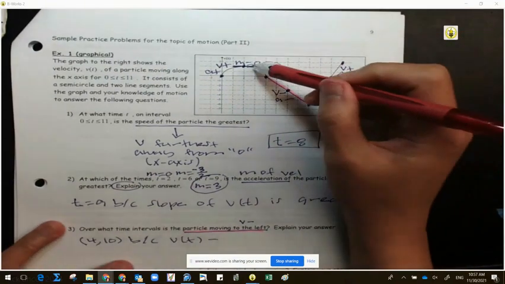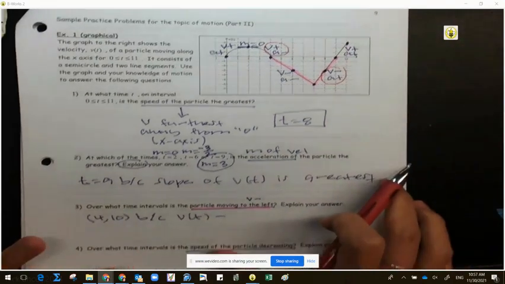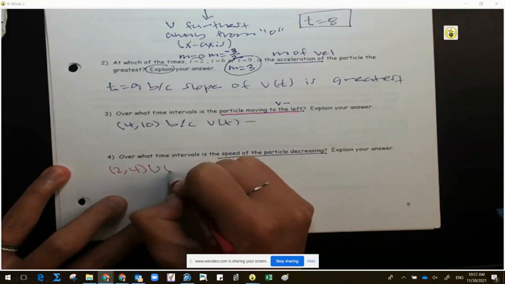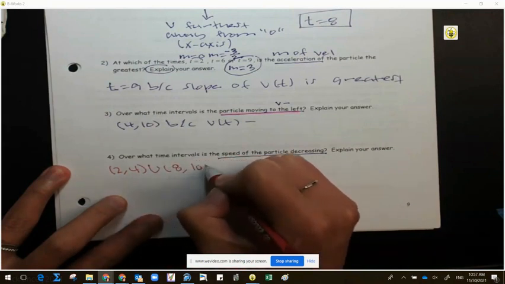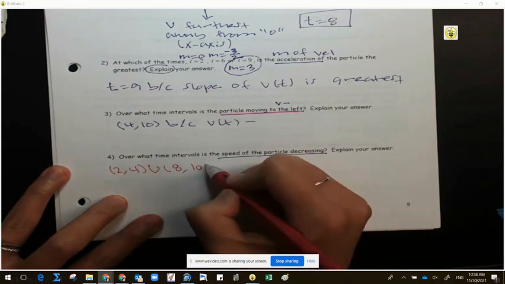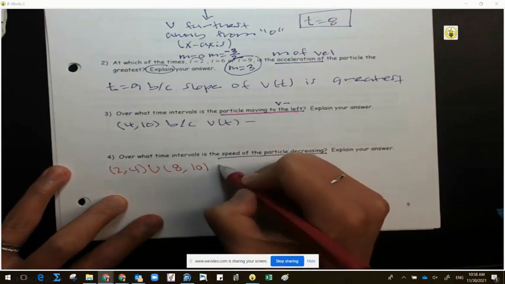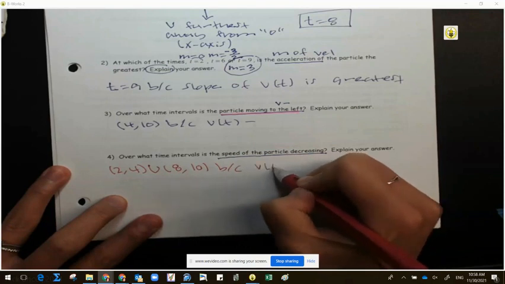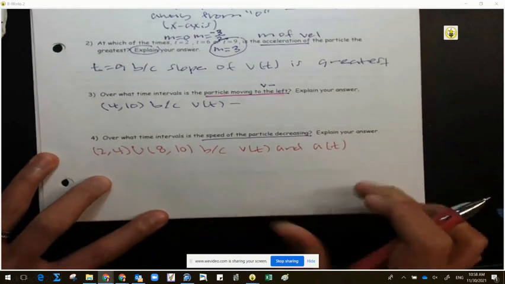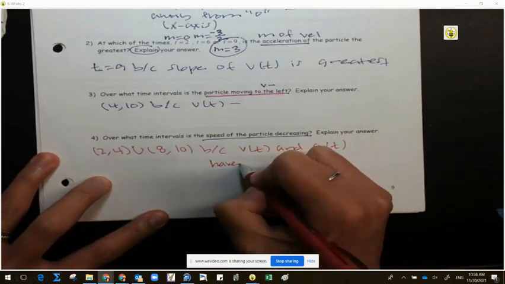So we know the first notation is from 2 to what number? 2 to 4. And then our second interval is from 8 to what? Is it 9 or 10? 8 to 10, I see. Yeah? Because v of t and a of t have what kind of sign? Opposite. Very good.